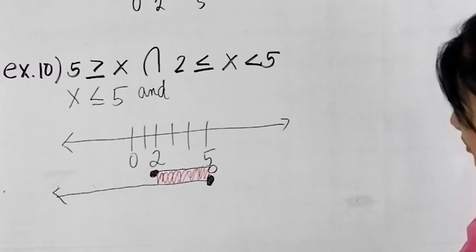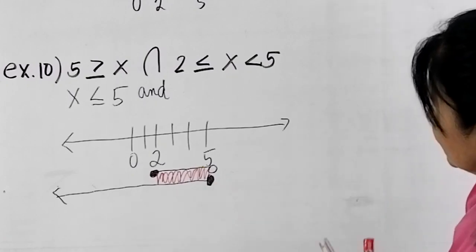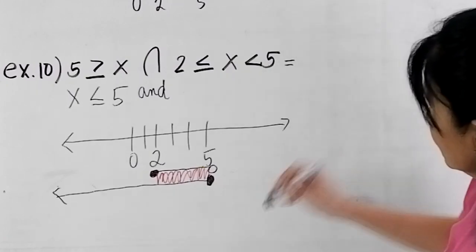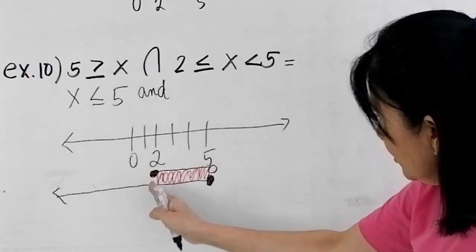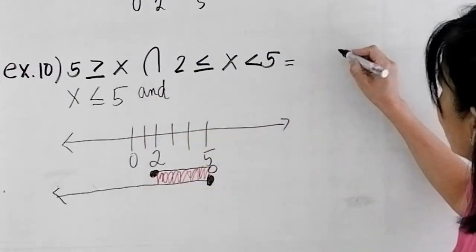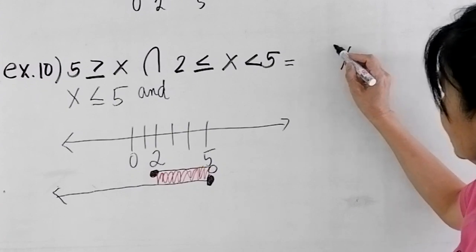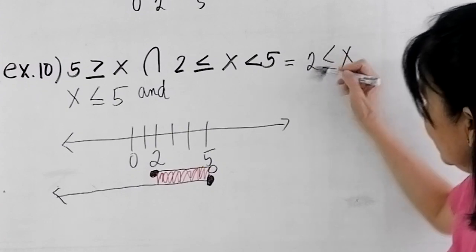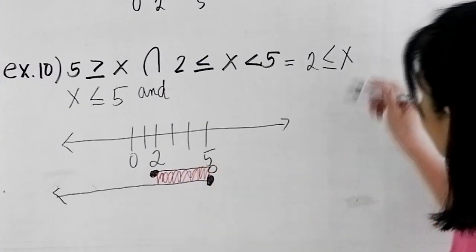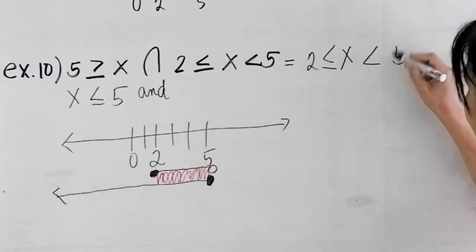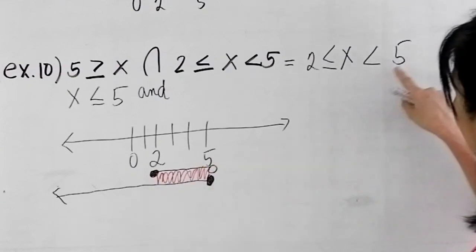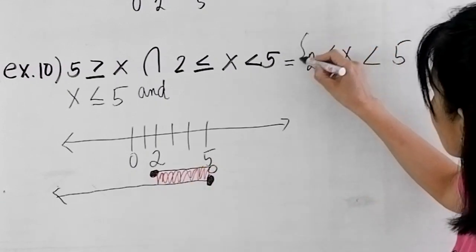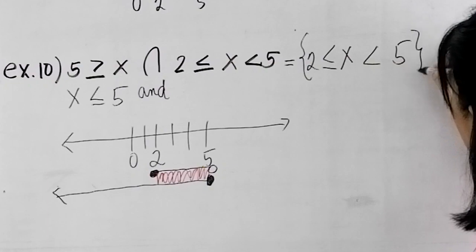So, how do you interpret this algebraically? So this is from 2 to less than 5. So we have here x is greater than or equal to 2 and less than 5. So there's an equal sign to 2, there is no equal sign to 5. So this is now your final answer.